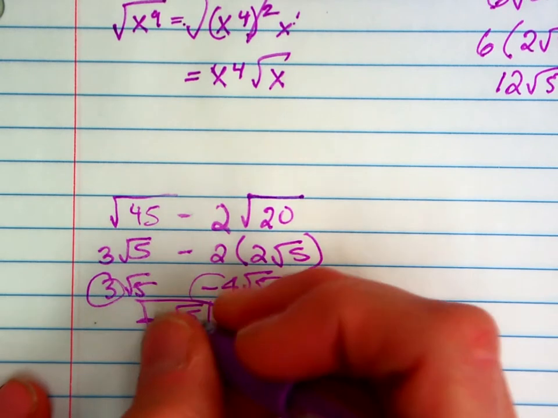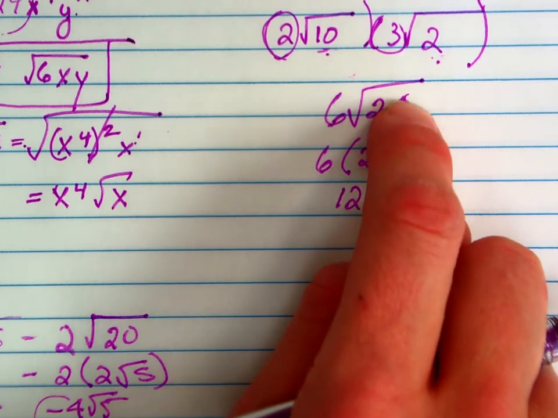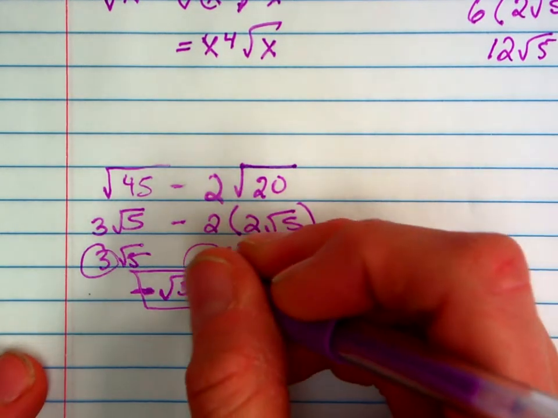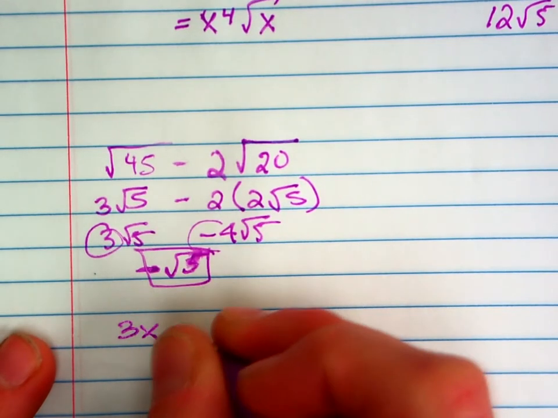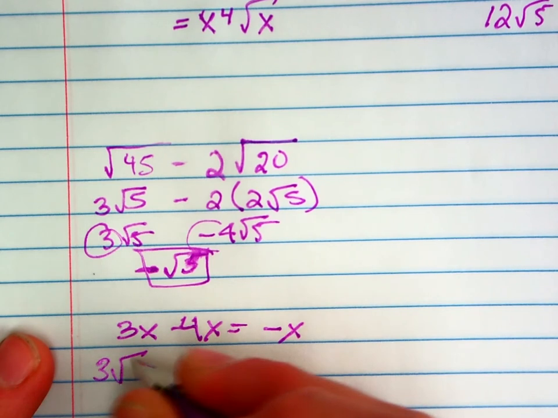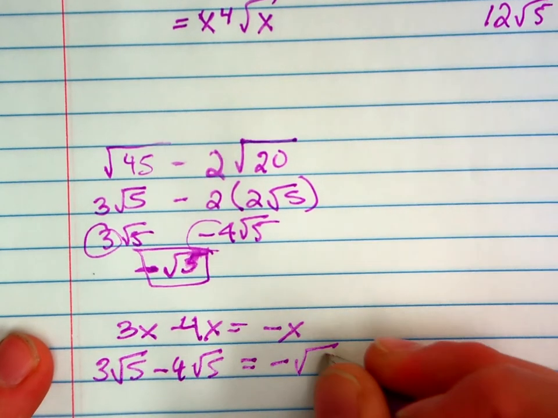I don't do anything with the radicals on the inside when I add and subtract. But when I multiply, I do multiply the inside. And when I add or subtract, I leave it alone, sort of like if it's x. In other words, 3x minus 4x is negative x. So it's the same idea for 3 square root of 5 minus 4 square root of 5. That would be negative square root of 5.